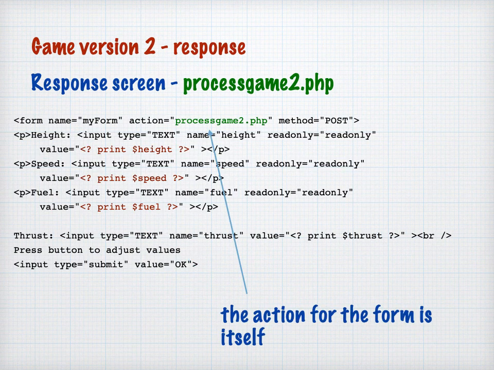So as we play the game, as we click on the buttons, we go round and round and round, the values are passed through the form onto the next version of the form, which happens to be the same form. So this page calls itself over and over again.